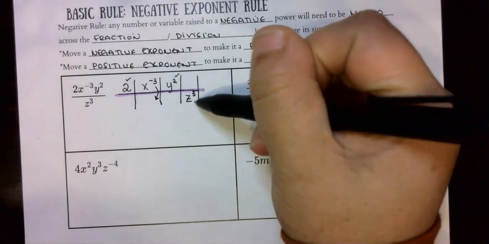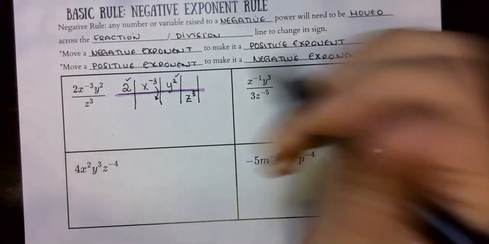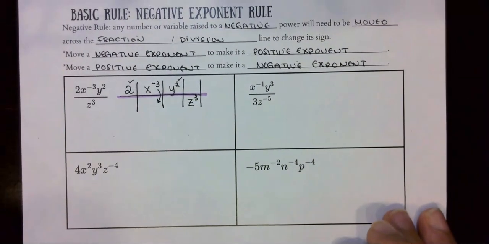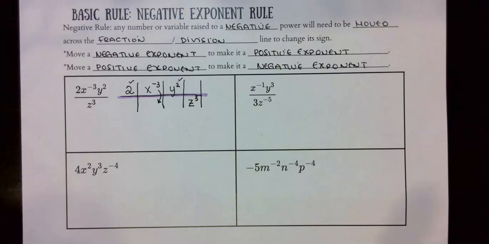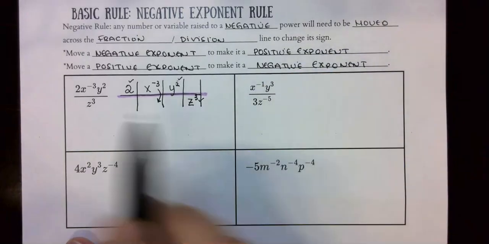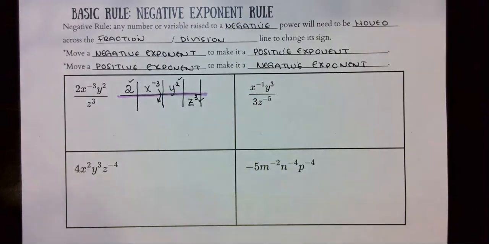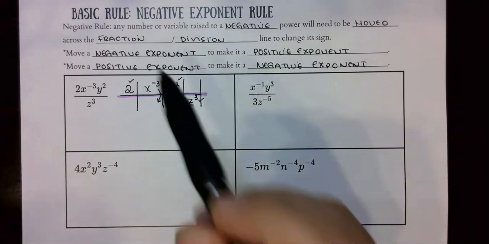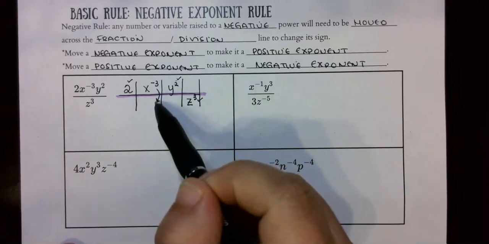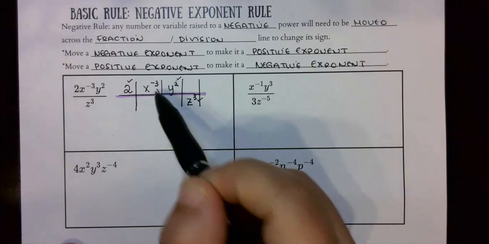Now, if you look at your z to the 3 that's already at the bottom, you're going to notice that the 3 is positive. So we don't want to change a positive to a negative. So this one is also good. So everything that I put a check mark next to means that they're going to stay in that spot. The only one that's going to be moved is the x to the negative 3. We're going to drop it down to make the negative 3 a positive.